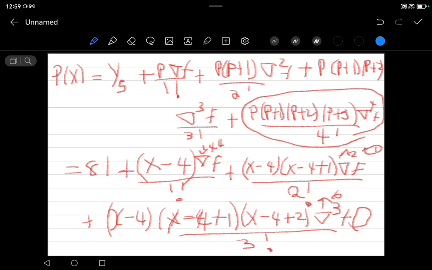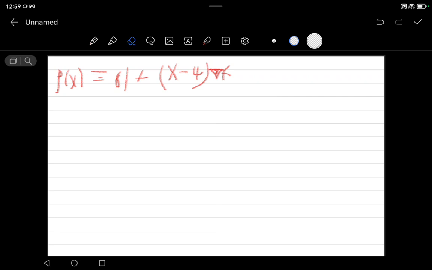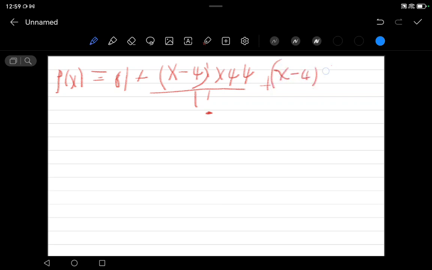So let me just write it down on this side. We have p of x equals 81 plus x minus 4. Remember here we were multiplying with the backward change in f, so we're going to write the coefficient of the backward difference, which was 44, multiplied by 44 over 1 factorial. Plus the second one, p into p plus 1, and our p was x minus 4. So it's going to be x minus 4 into x minus 4 plus 1, and then multiplied by the backward squared f.